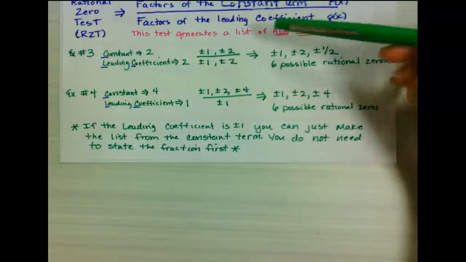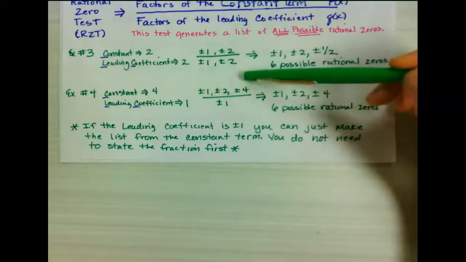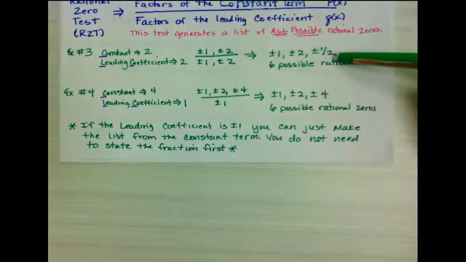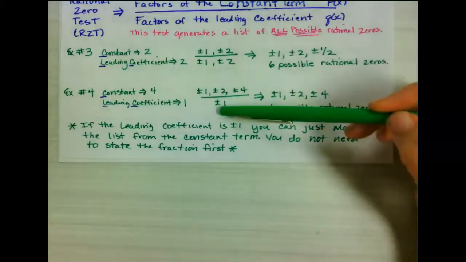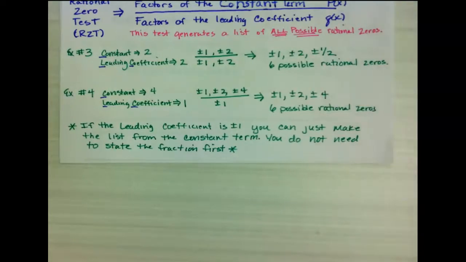Okay, I hope you understand the difference. So one more time, if there's more than one factor for the leading coefficient, then I need to see the fraction that you set up using the RZT, the rational zero test, and what the possible rational zeros are. That is an expectation that it will be in your work. Okay? If it's a 1 on the bottom, then I don't need to see this. You can just go straight to your list. So I just want to make sure you're clear on that.